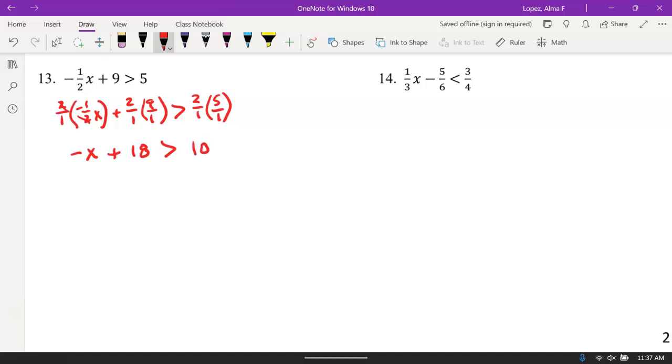Now get the x all by itself on the left. I'm going to move the 18 over the inequality to the other side. I get a negative 18. So now I have negative x is greater than, and 10 minus 18 is negative 8.